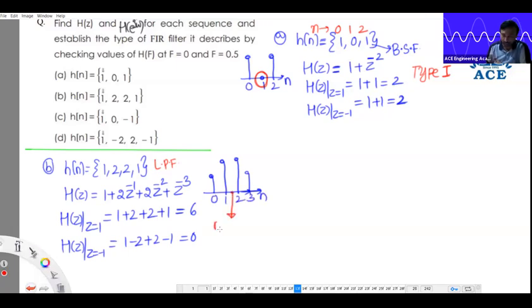We have an even number of samples with even symmetry, but it is symmetric with respect to the 1.5 value. Even symmetry with even number of samples. Come on, friends. Which type? Type 2 from the table. Even symmetry with even number of samples.